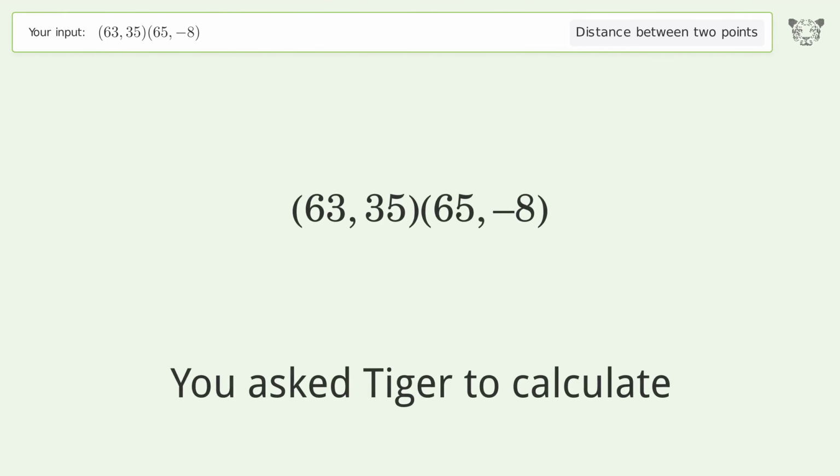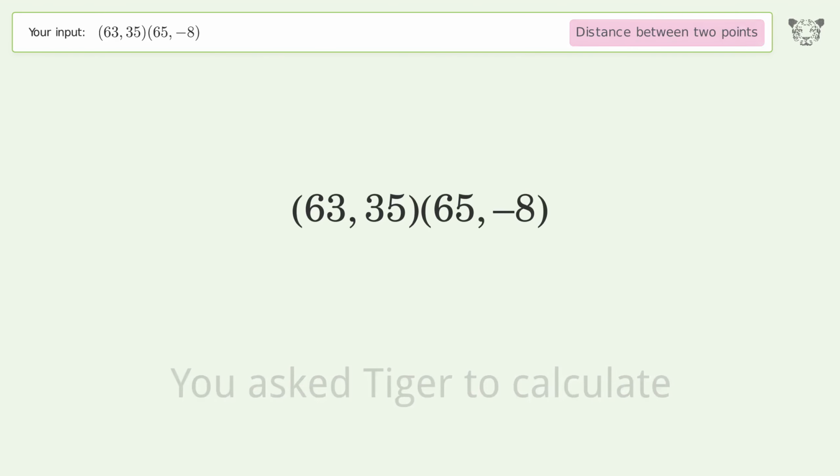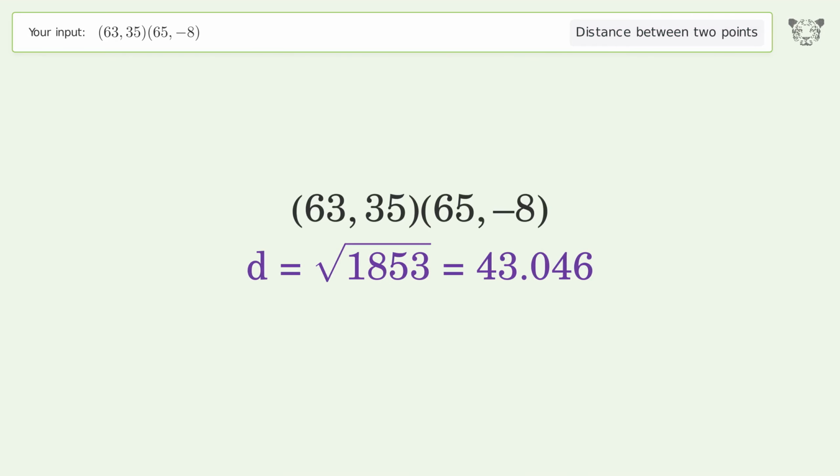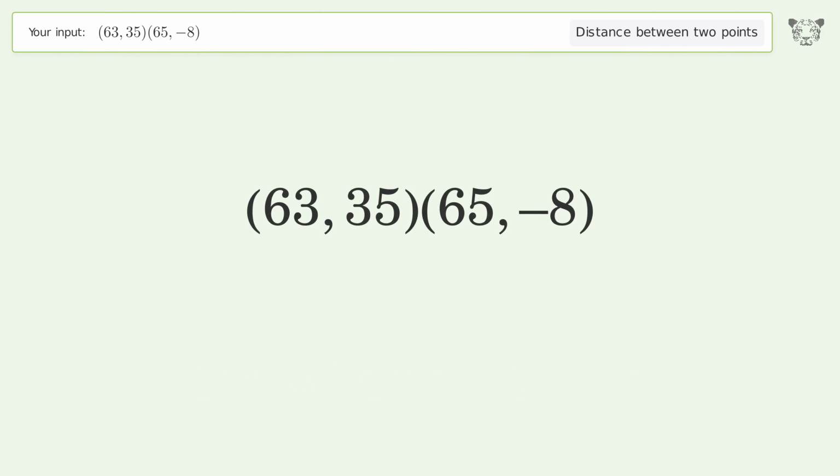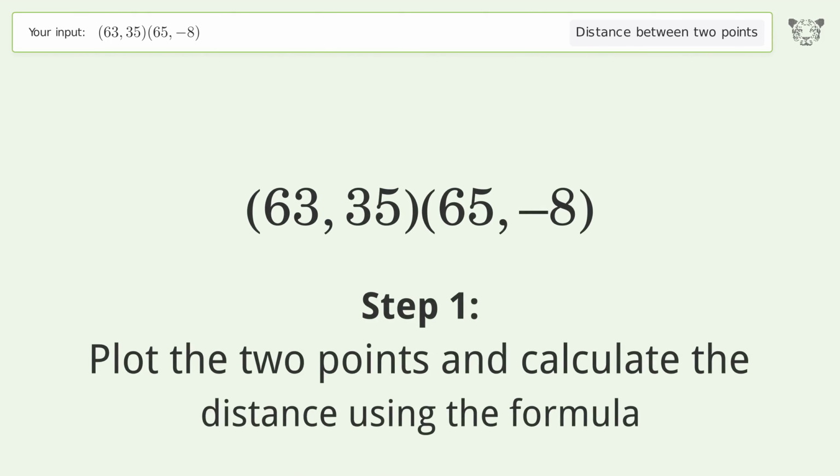You ask Tiger to calculate. This deals with the distance between 2 points. The distance between the 2 points is the square root of 1853, or 43.046. Let's solve it step by step. Plot the 2 points and calculate the distance using the formula.